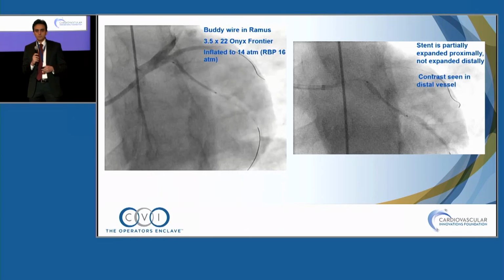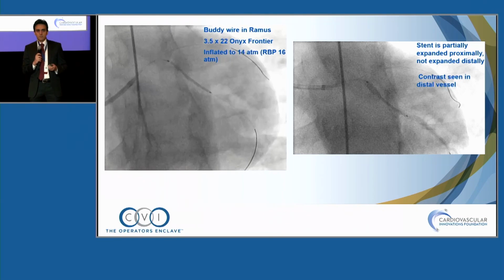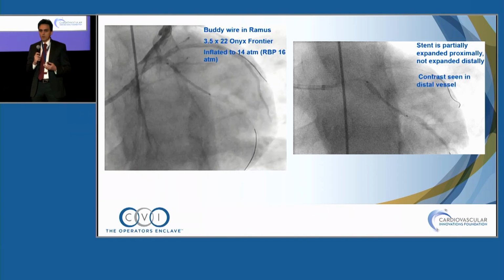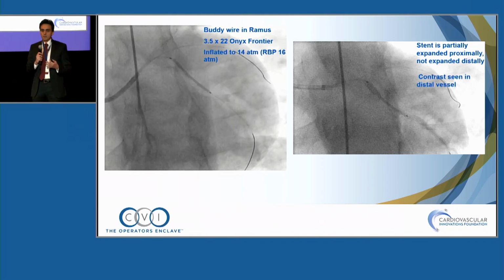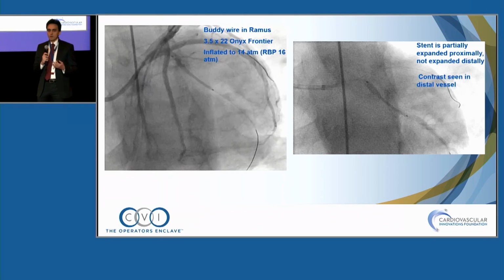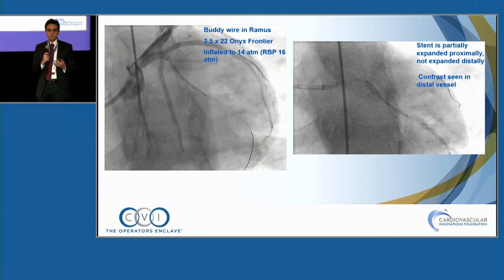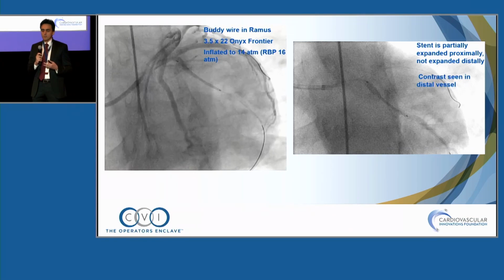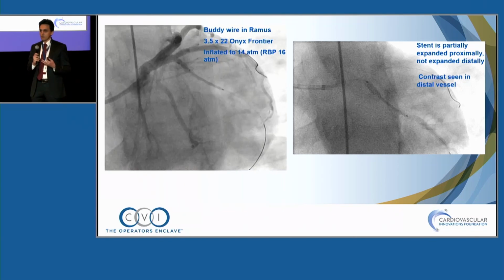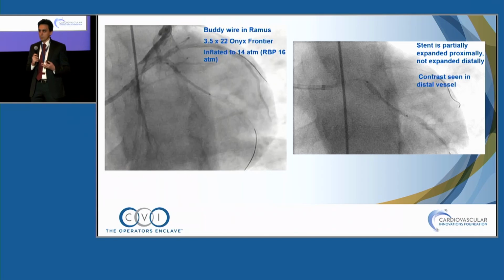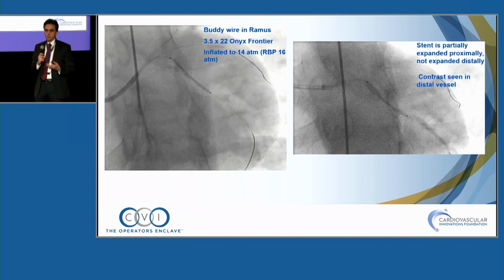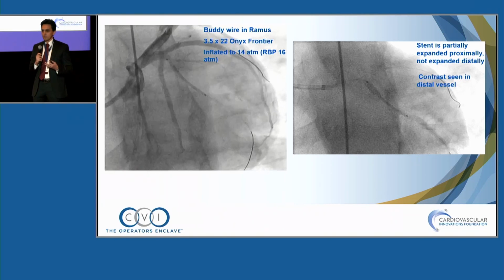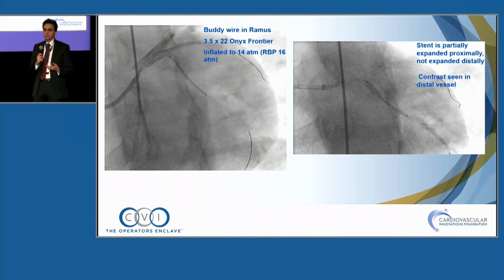In anticipation of stent delivery, a buddy wire was placed in the adjacent ramus artery, and a 3.5 by 20 Onyx Frontier was delivered to the lesion site in the left circumflex. At this point, the stent balloon was inflated to 14 atmospheres. Of note, the rated burst pressure for this stent balloon is 16 atmospheres, and the operators noticed that there was difficulty in further inflating the balloon.